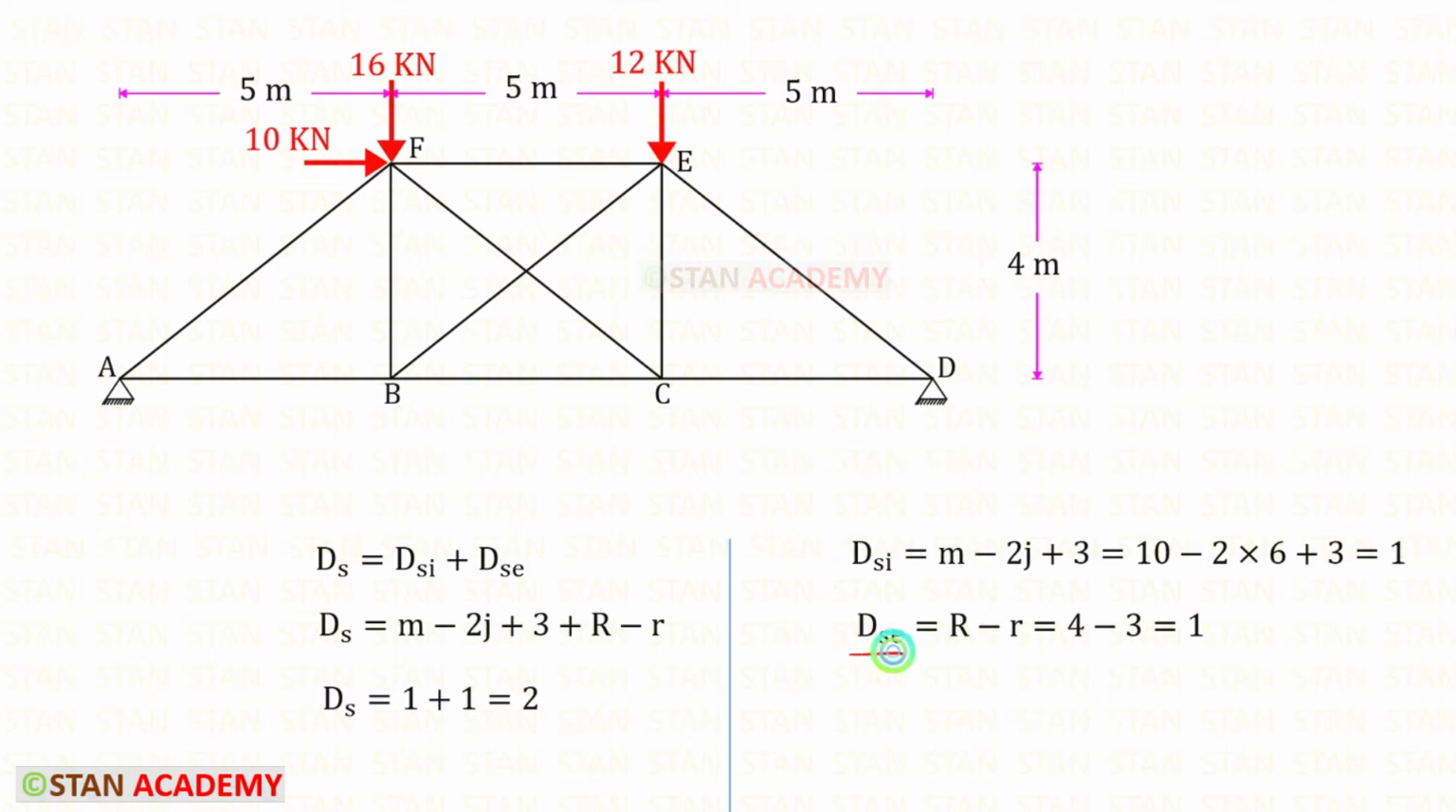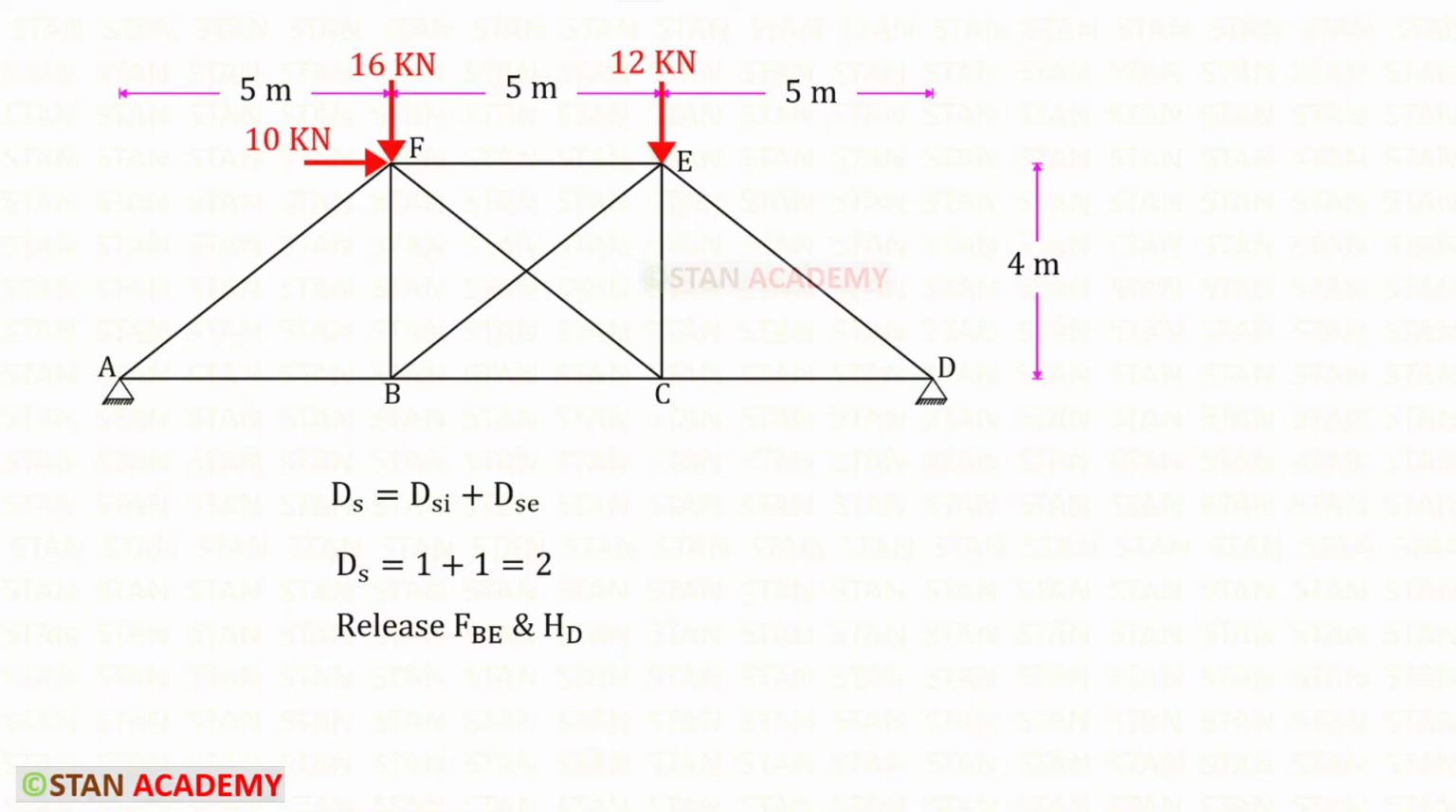Let us find dSe. R is the total number of reactions we need to find. In the hinged supports, there will be two reactions, vertical and horizontal. So here we need to find two reactions and here two, totally 4. R is 4. Small r is the available equilibrium conditions. There are three equilibrium conditions: sigma V is equal to 0, sigma H is equal to 0 and sigma M is equal to 0. For dSe also we will get 1. So the degree of static indeterminacy of the truss is 2.